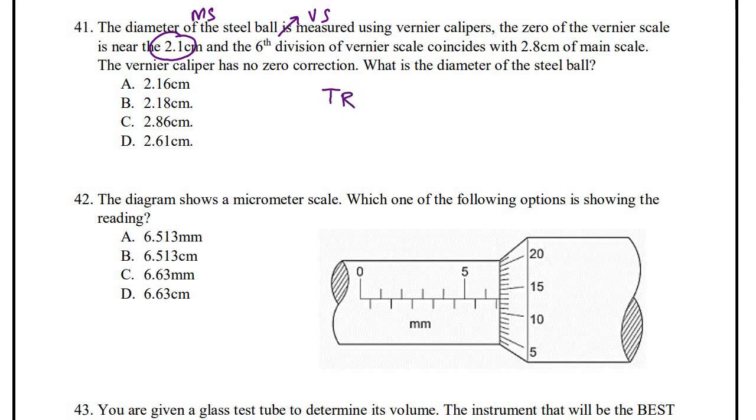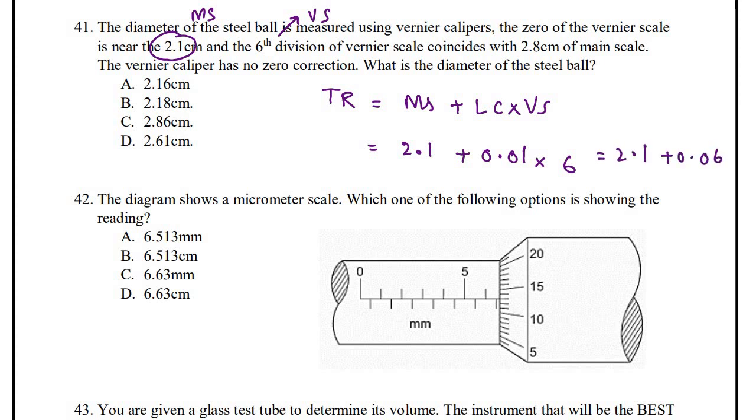So let's find out the total reading, that is main scale plus least count multiplied by vernier scale. So the main scale is 2.1, least count is 0.01 centimeter, vernier scale is 6. So 2.1 plus 0.06 will be equal to 2.16 centimeters. So the correct answer will be option A.